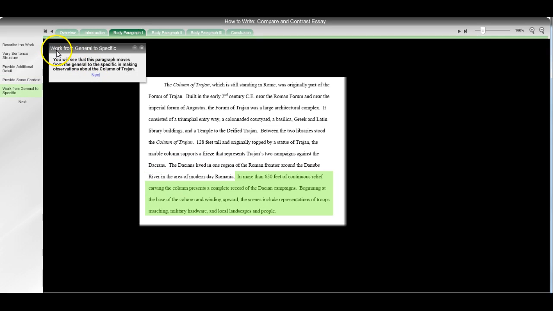Next screen, number 9. Do work from the general to the specific. Right here, let's look at this highlighted paragraph. You will see that this paragraph moves from the general to the specific in making observations about the Column of Trajan.